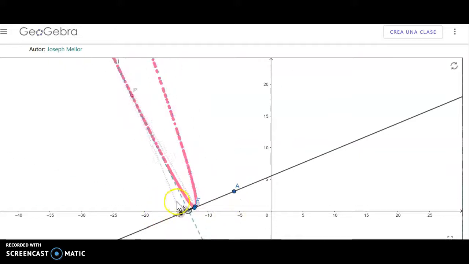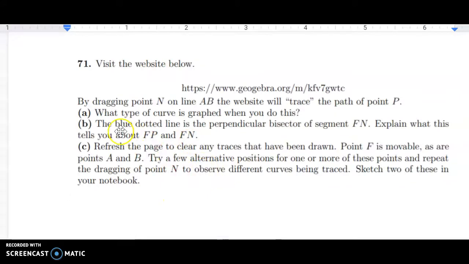So yeah, I'm going to sketch this in my notebook. Different pathways, but yeah, that's problem 71. And thanks.